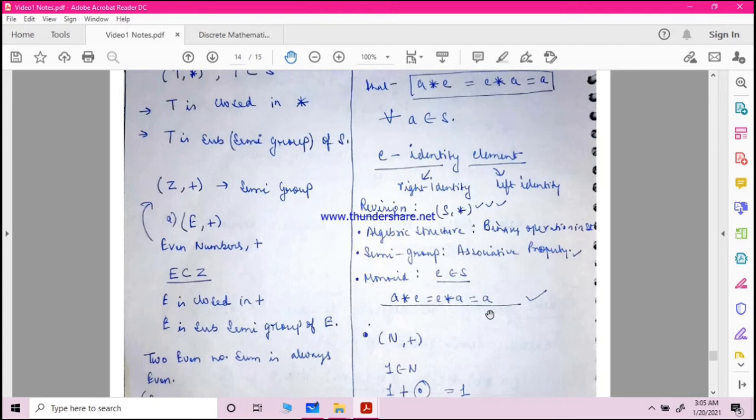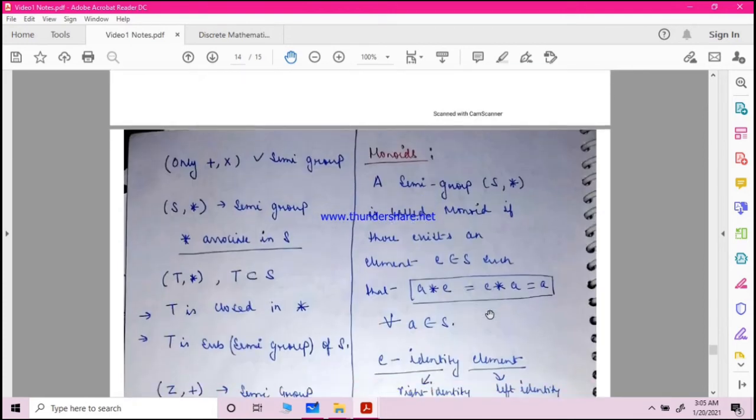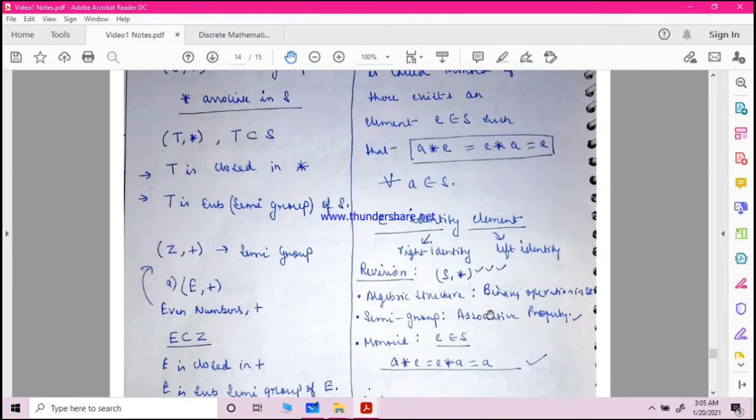Now move on to what is a monoid. First it has to be a semi-group. It is called a monoid if there exists an element E that belongs to S such that if you perform the binary operation on any element A and E, it will give you the element itself. Means that element is behaving as the identity element. If you are keeping the element on the right side, you call it a right identity element. If you are keeping the element on the left side of the operation, then you say that this is the left identity element.